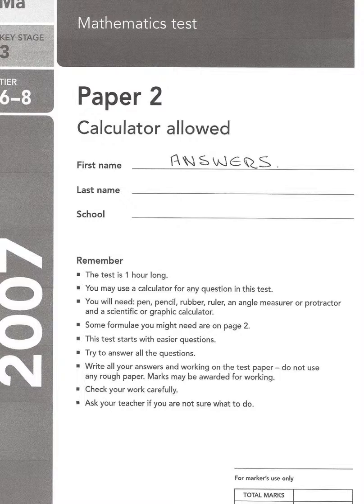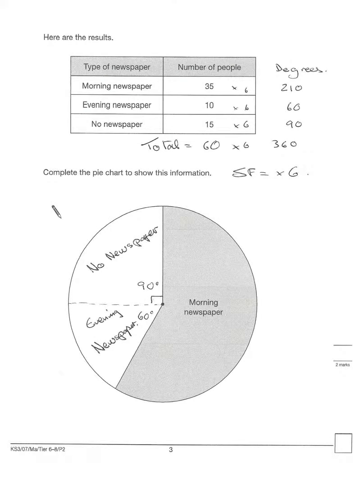This is the 2007 6 to 8 level paper 2, where we have some interesting questions which test out a variety of our mathematical knowledge. First question is a pie chart, where the first thing we have to do is work out the scale factor, because we have to convert the units of people into a number of degrees.